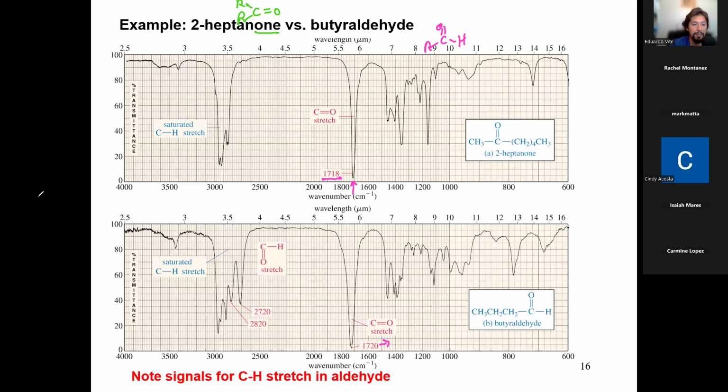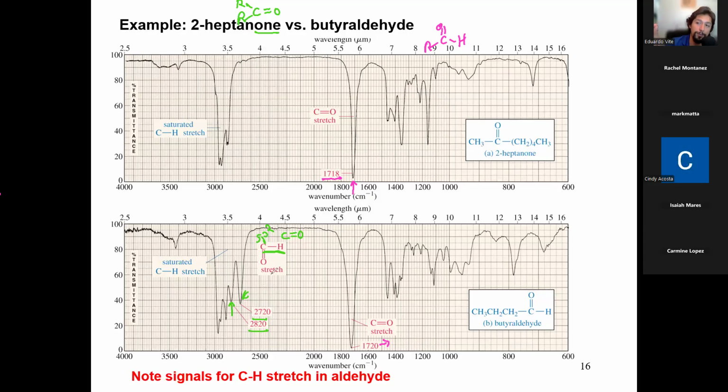Well, the aldehyde also has this other signal here. I'm going to use the color green. This carbon hydrogen of the sp2 carbon containing the carbonyl. See, the language is starting to get technical. This CH bond containing the carbonyl, this sp2 carbon, that CH has its own fingerprint. It has two signals, one here and one here, and they happen a little bit less than 3,000. And that is called the aldehyde stretch, the aldehyde CH stretch.